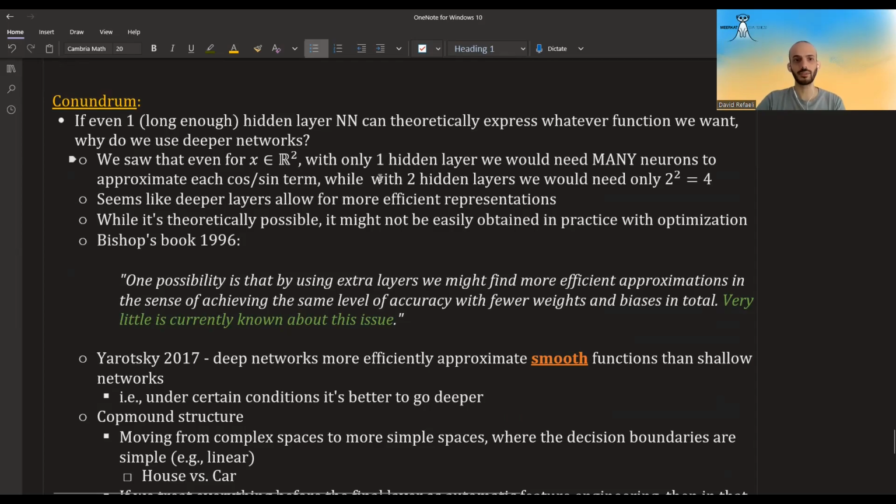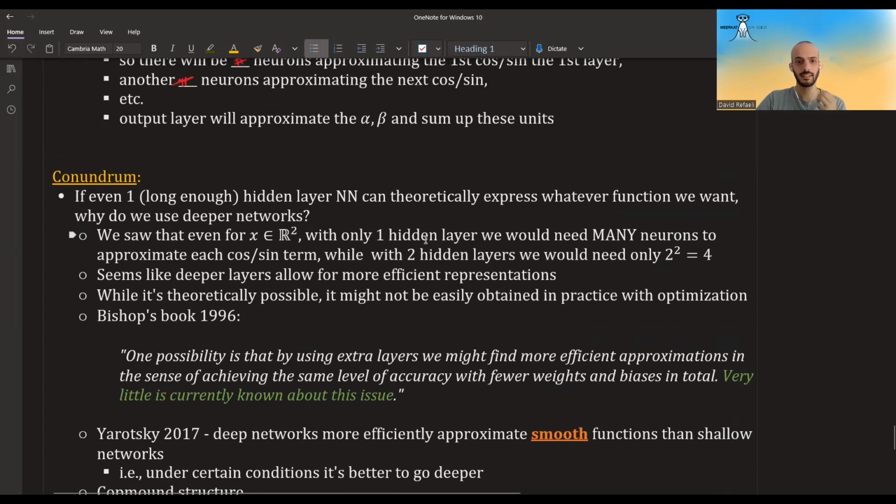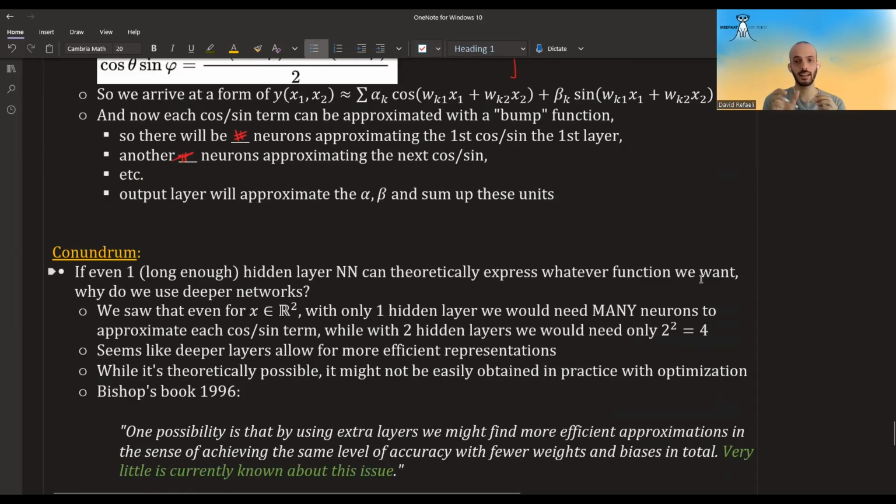So first of all, as you could see, even for the two-dimension case with one hidden layer, it seems that we need a lot of neurons to approximate the cosine and sine terms, whereas with two hidden layers, we only needed 4 neurons per bump, and then we could just superpose these bumps together. And this is just if we want to use this bump structure, but it could be that the structure is much simpler, and we actually don't need so many bumps together. And then it could be that the first and second layer have much fewer neurons. And so in general, it seems like deeper layers allow for more efficient representations.